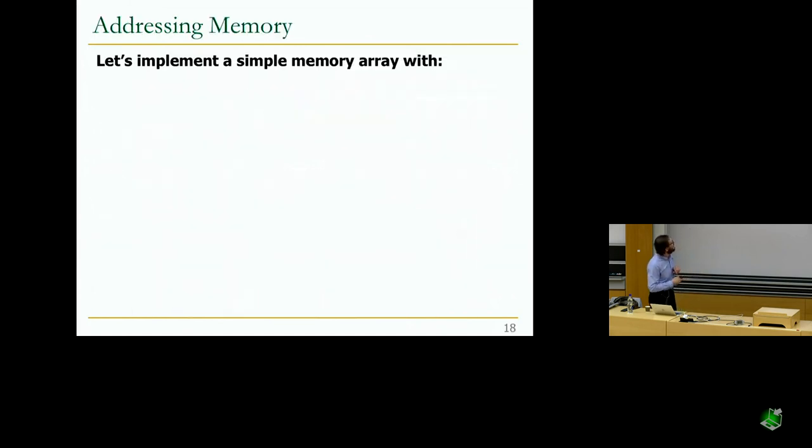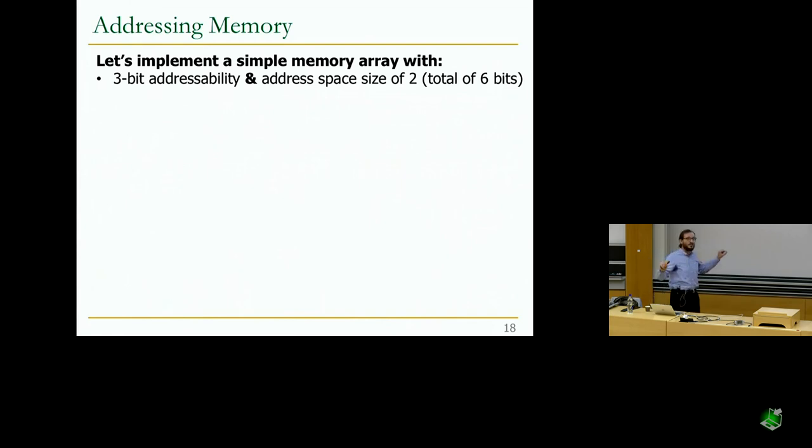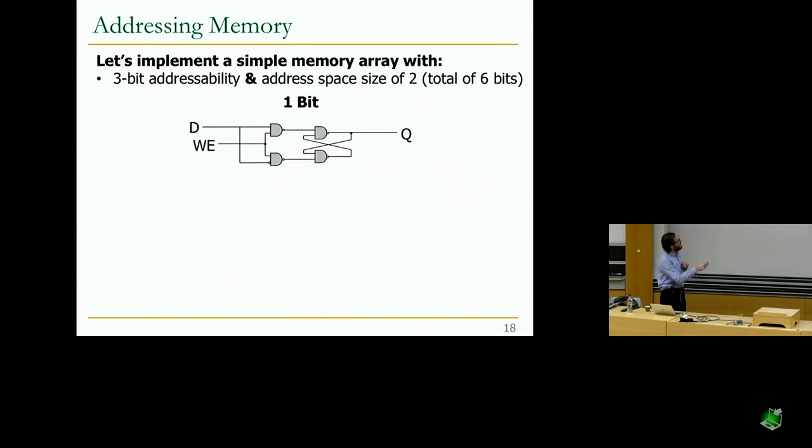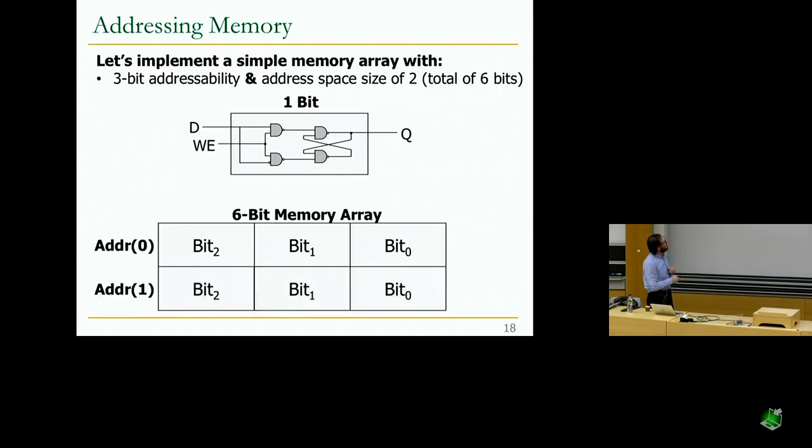So how do we address memory? We're going to implement a simple memory array, 3-bit addressability. Each location stores 3 bits, and an address space of 2 locations. Essentially, you need a single address bit to have an address space of 2 locations. So the total size of our memory is very small, 6 bits. And we're going to build it from these registers, and it's going to look like this, basically. Conceptually, address 0 will store these 3 bits, and address 1 will store these 3 bits. Okay? So how do we do that?